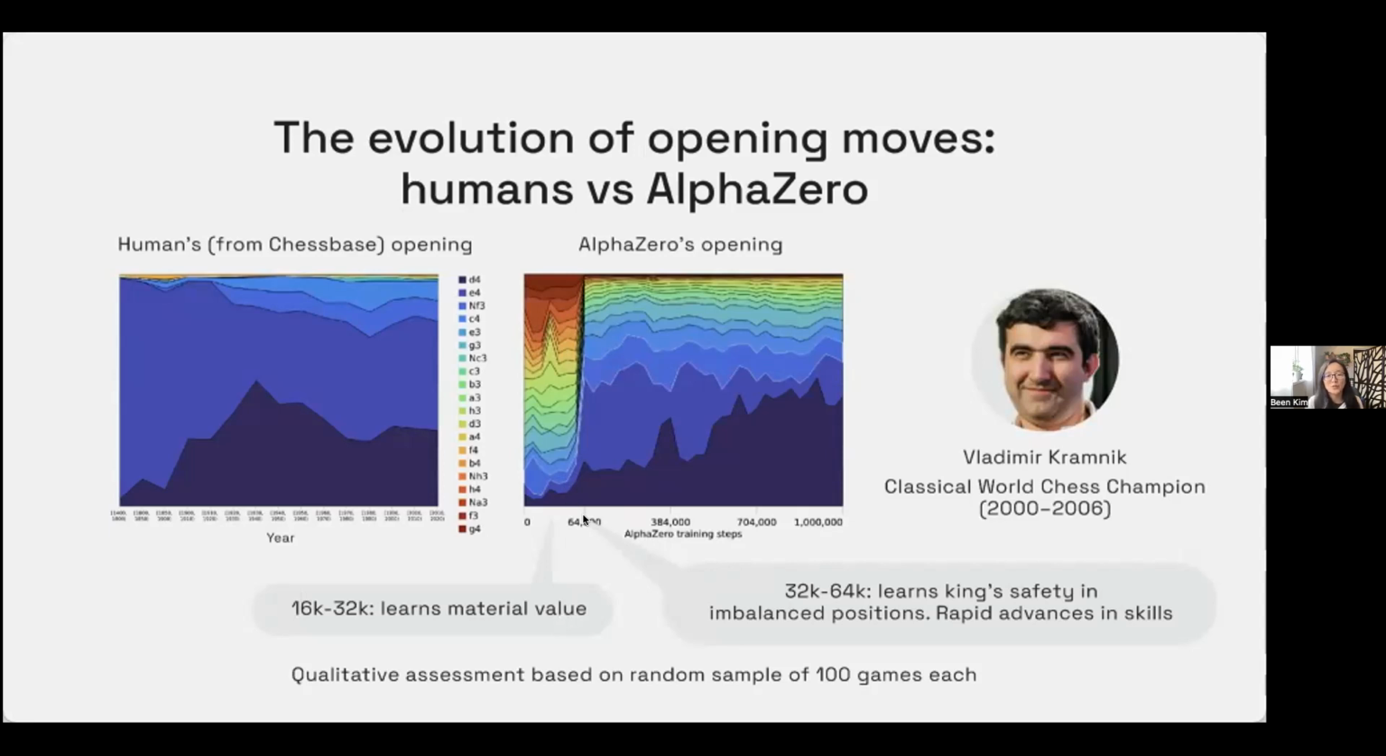And this explosion of skills aligns with Vlad's qualitative assessment. We gave him a lot of games, 100 games each at each training point. And this is something that Vlad observed without having seen our quantitative observation of the value function or the loss function as we train this AlphaZero.